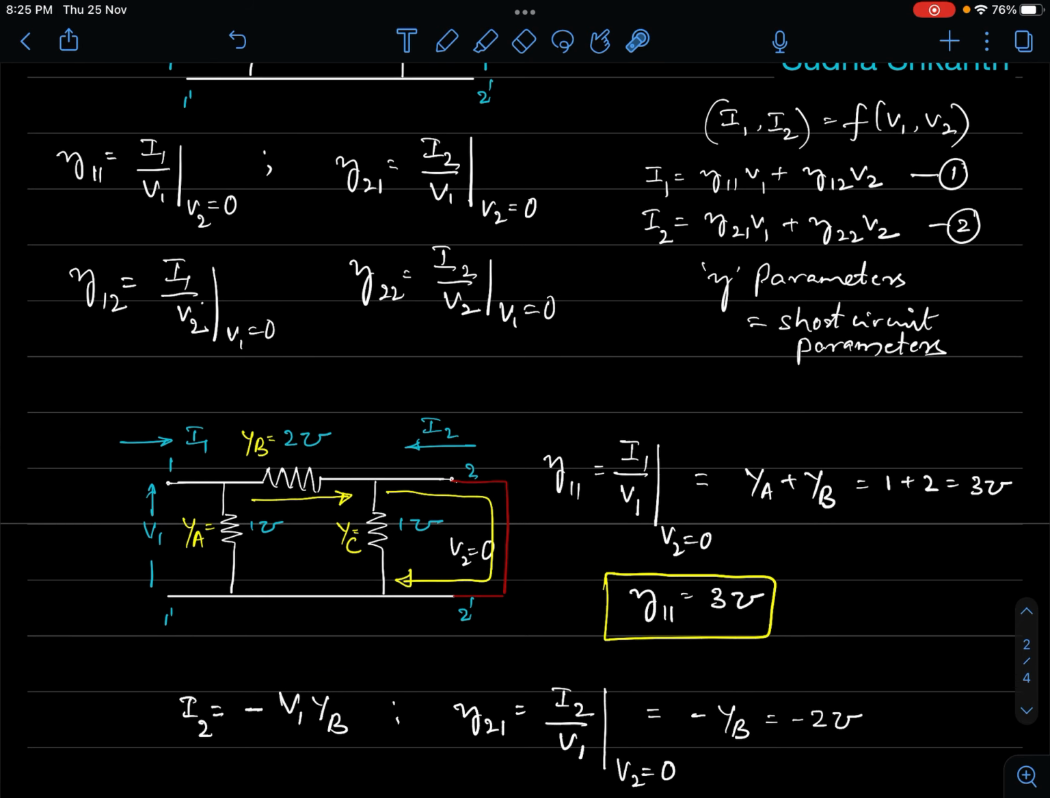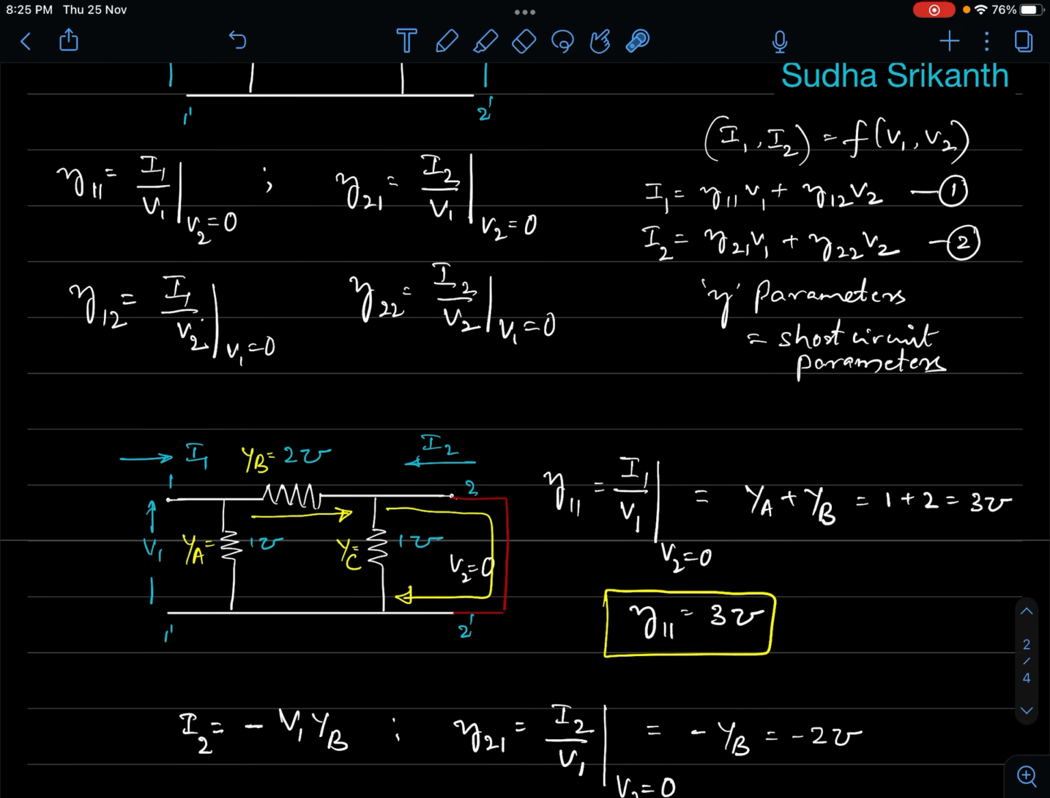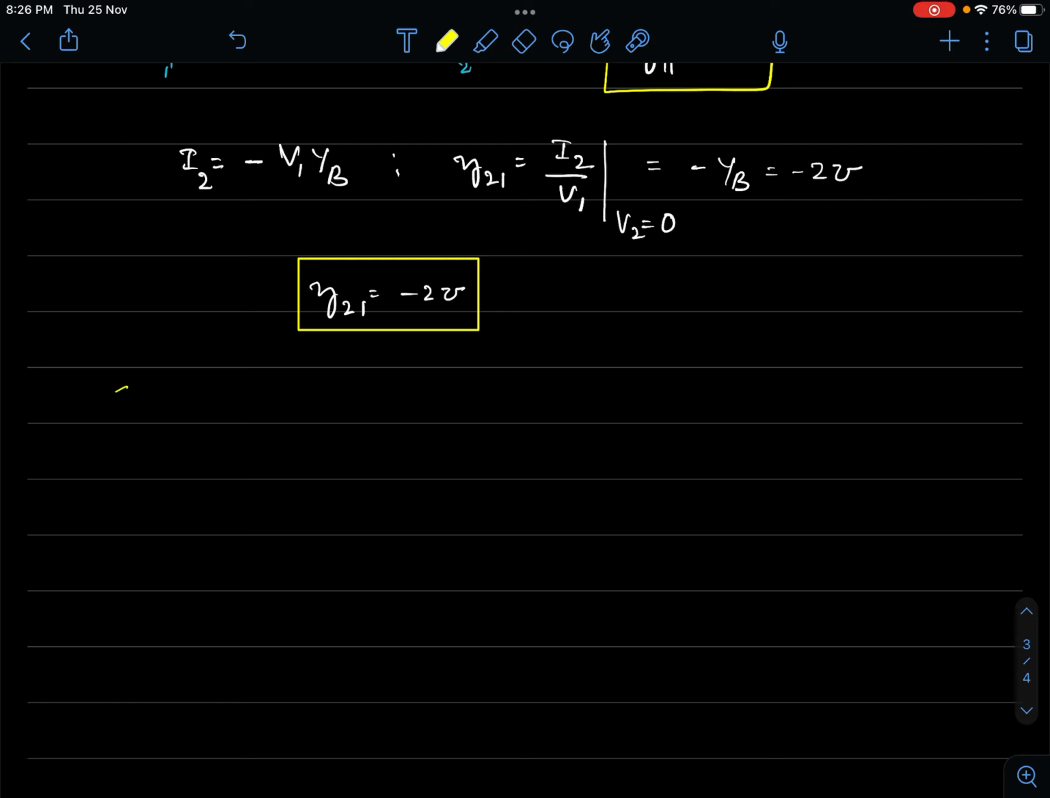So we are now left with the other 2. The other 2 parameters are y12 and y22. They can be determined by making the input voltage 0 or short circuiting the input port. Okay, so we will now try to do that. Okay, I will write here. This is short circuiting output port. Okay, now what we will do is we will short circuit the input port.